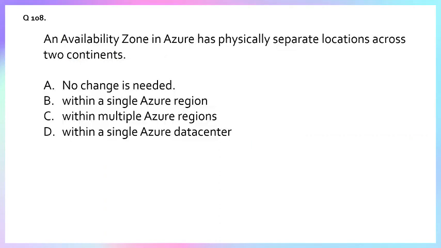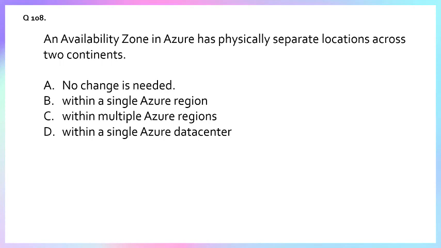Question number 108. An availability zone in Azure has physically separated locations across two containers. A. No change region. B. Within a single Azure region. C. Within multiple Azure regions. D. Within a single Azure data center. The correct answer is within a single Azure region.